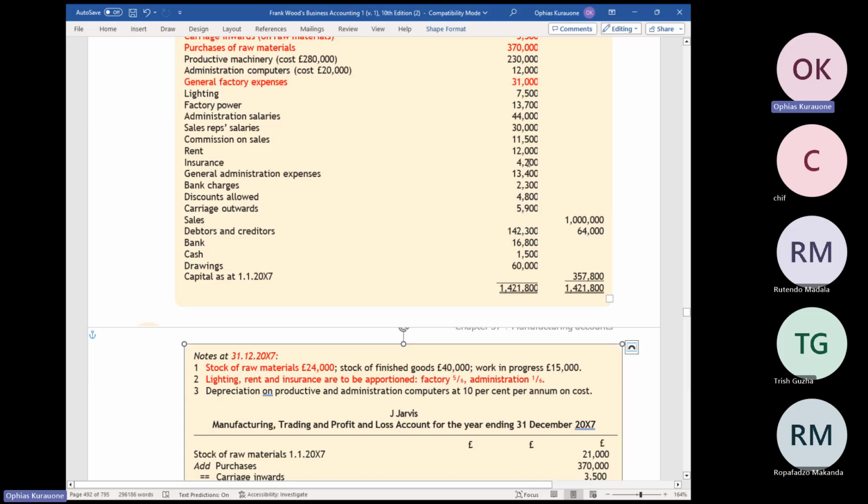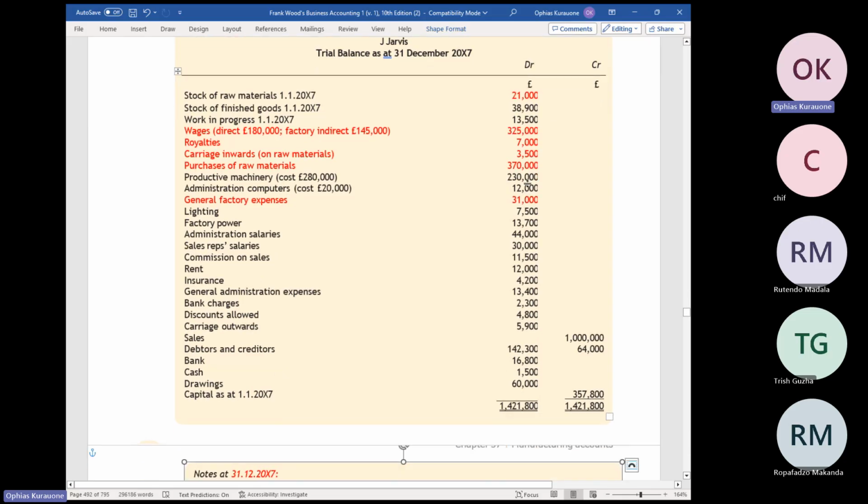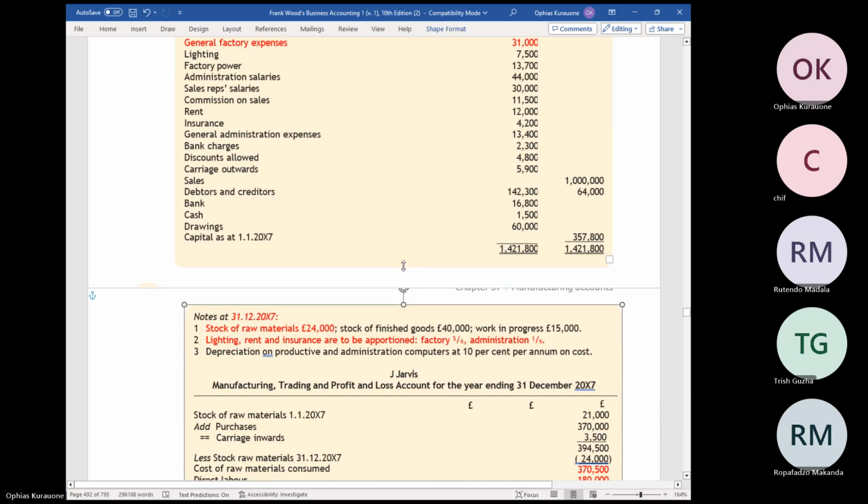Then administration will get 1/6. Because here we should disclose our expenses according to the nature or the function. On this situation, they are saying production machinery costs 280, and here is 280,000. Cost is 20, but here we recorded 230. So which means that we have a problem of other elements which were not catered for.